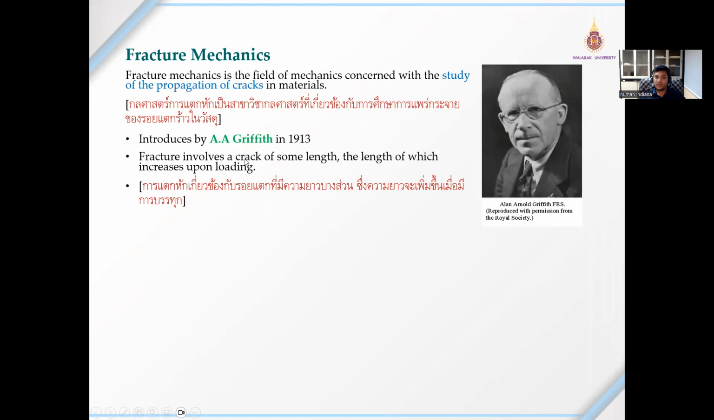So the fracture involves a crack of some length, the length of which increases upon loading. See, for example, if you consider this, I'm applying with my two hands. Consider this as a load from the top and the bottom. If I apply this, then some crack will develop here, some fracture will develop here, of some length, some thickness. So this concept was brought by Arnold Griffith.